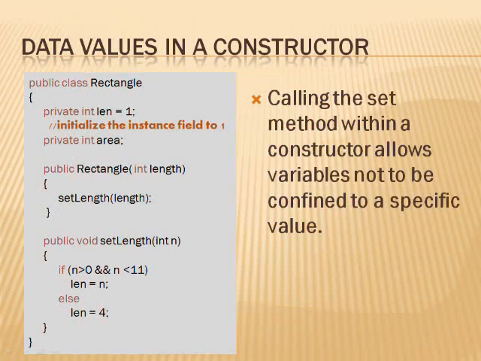Data values in a constructor continued. To the left, we once again have the class Rectangle. We initialize the same variables as before. However, this time we have a method setLength instead of a method getLength. Also, within the constructor, we call the method setLength and pass to it length, which was the integer passed to the constructor. And in the method setLength, we determine the length based on the value of the integer passed in. Calling the set method within a constructor allows variables not to be confined to a specific value.